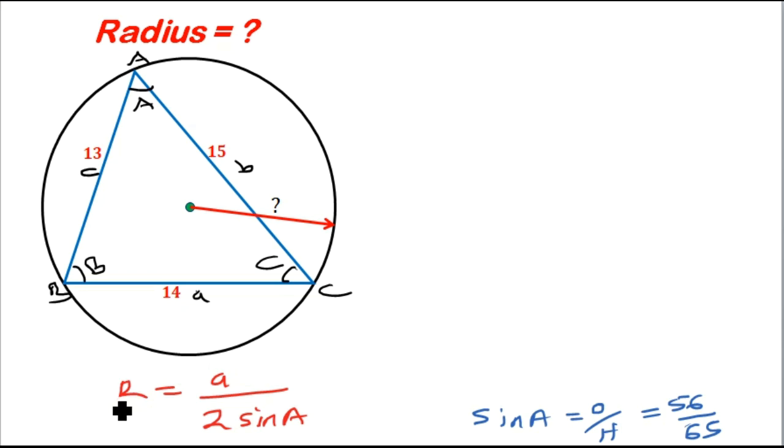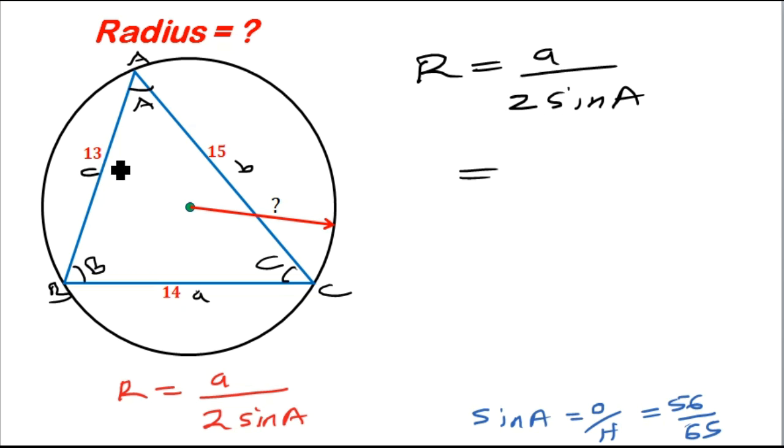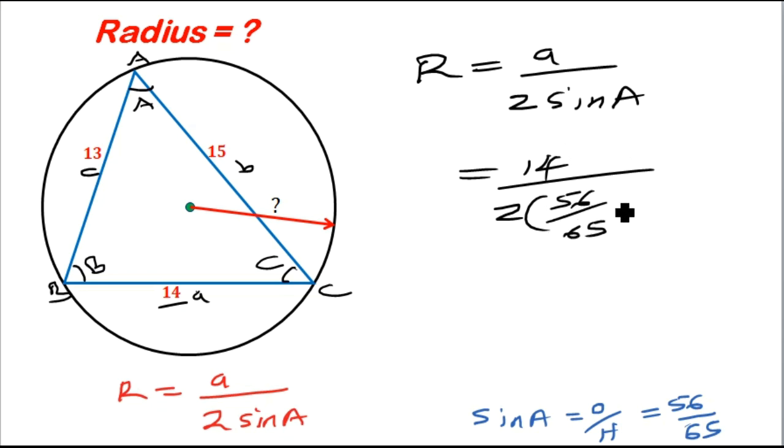Now we already found R, the radius, to be a over 2 sine A. So if you do the substitution, the side a is 14, then it is over 2 times sine A. Sine A is 56 over 65. So if you work this one out, you are supposed to get 65 over 8.